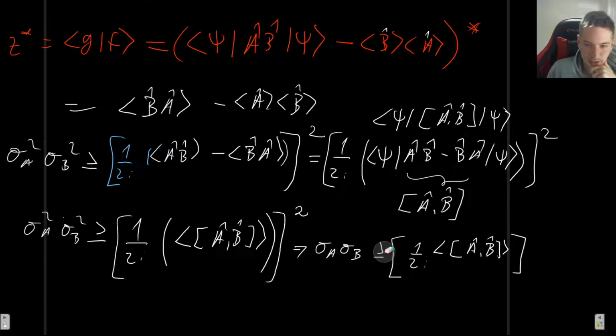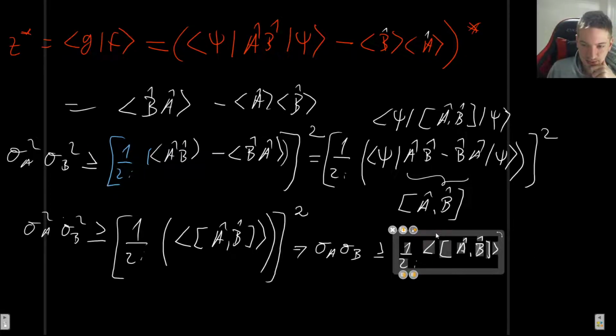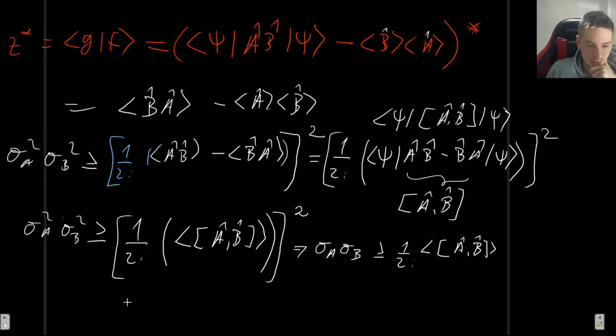I guess I didn't really need these parentheses. I'm going to get rid of them. Okay, so this is the generalized uncertainty principle. And this works for any two observables.